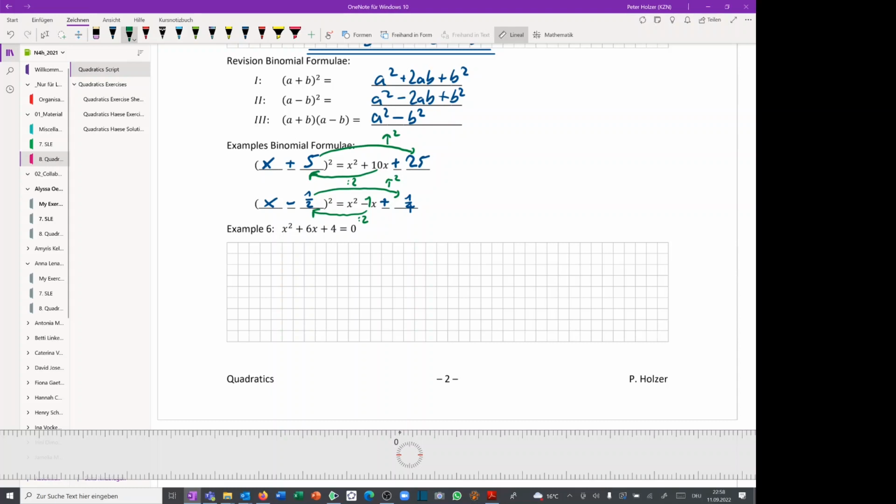Okay, so let's see what this is good for by looking at the next example. We want to solve the equation x squared plus 6x plus 4 equals 0. The idea here is, let us first look just at the x squared plus 6x, and let us look at that as the same problem as the one that we looked at just before. We want to write it somehow just as a binomial formula, assuming that the last part, the constant part, is missing.